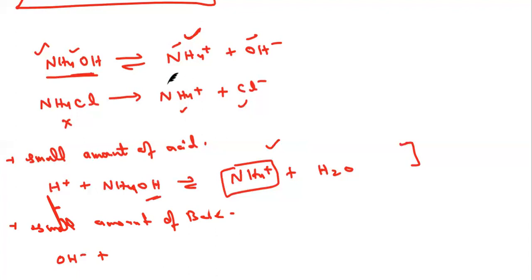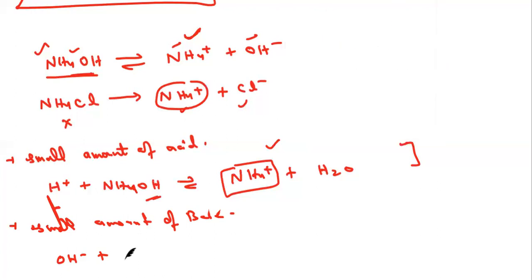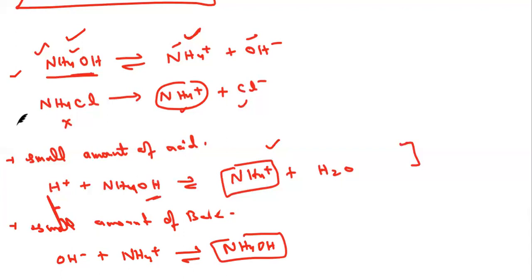So this OH minus ion is going to combine with the NH4 plus, and it gives rise to NH4OH. So NH4OH is getting formed. In the solution there was already NH4OH, yes or no? Yes. And now it is also forming NH4OH.